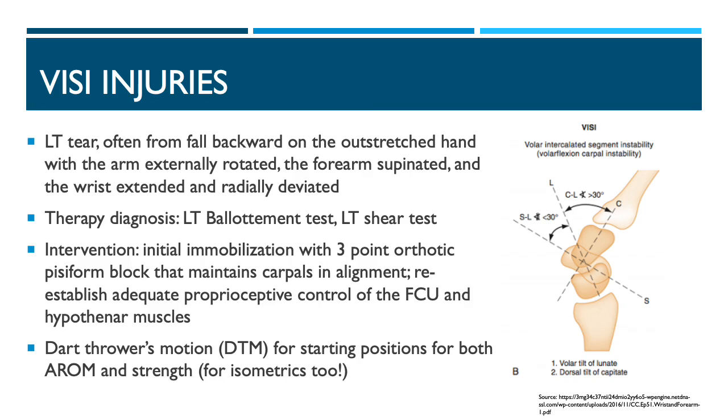pull the triquetrum back into more of a flexed position. Again, this is really helpful for dart throwers motion because it minimizes the motion of the proximal carpal row and prioritizes mid-carpal motion instead.